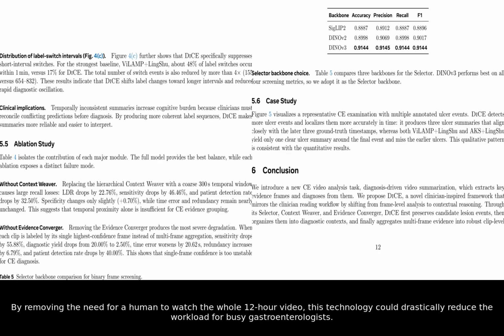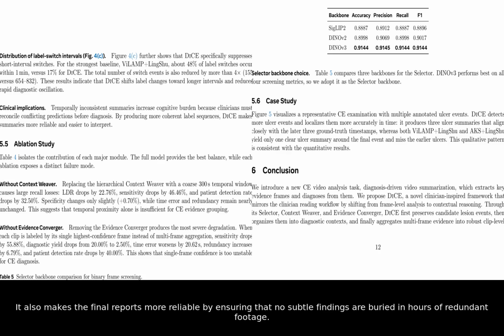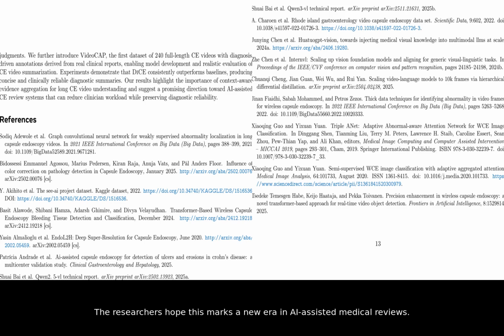By removing the need for a human to watch the whole 12-hour video, this technology could drastically reduce the workload for busy gastroenterologists. It also makes the final reports more reliable by ensuring that no subtle findings are buried in hours of redundant footage. The researchers hope this marks a new era in AI-assisted medical reviews.